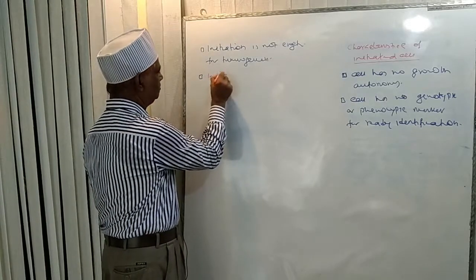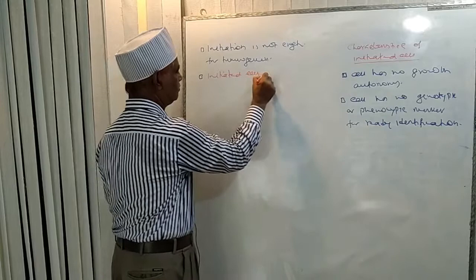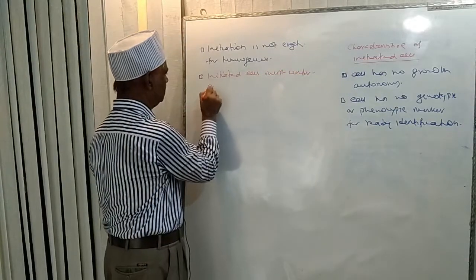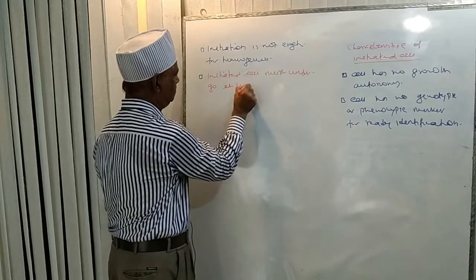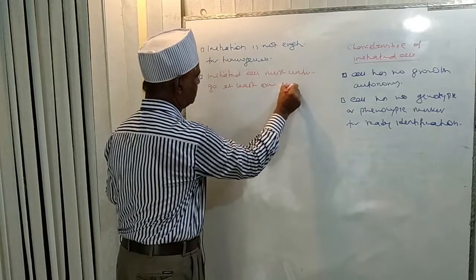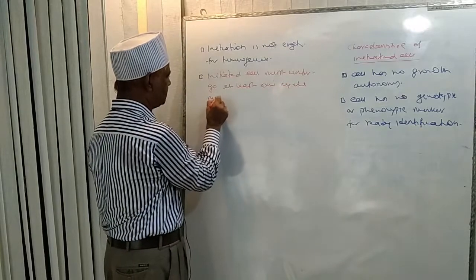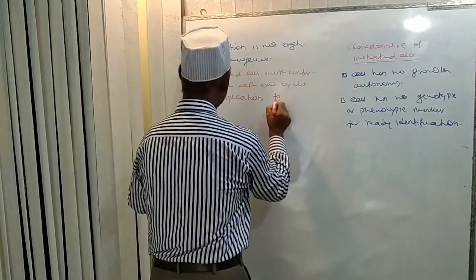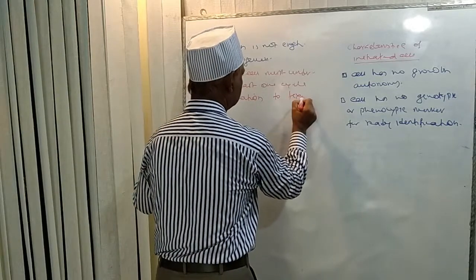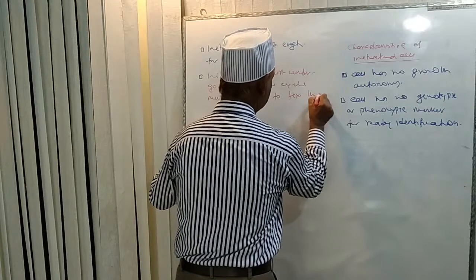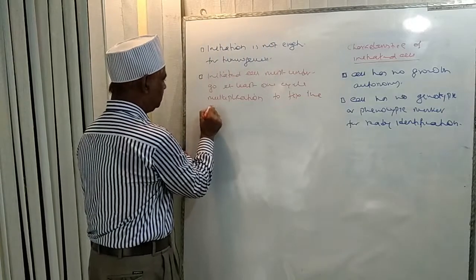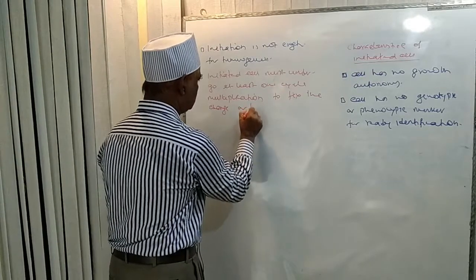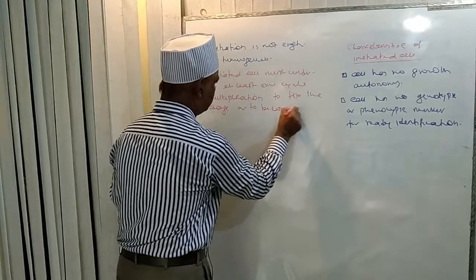Initiated cell must undergo at least one cycle multiplication to fix the change or to become permanent.